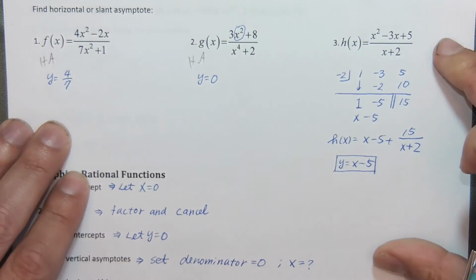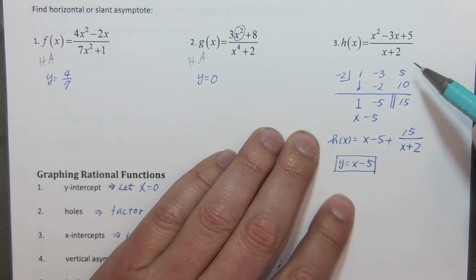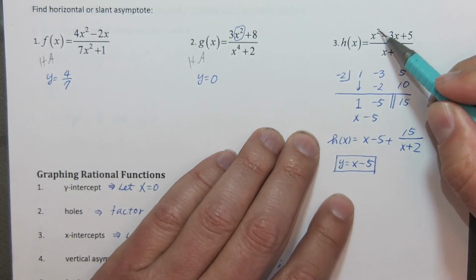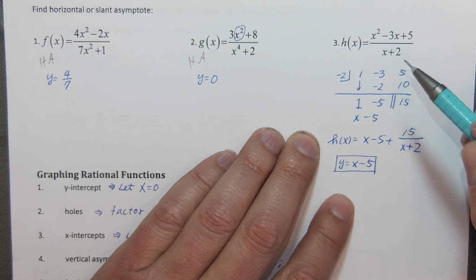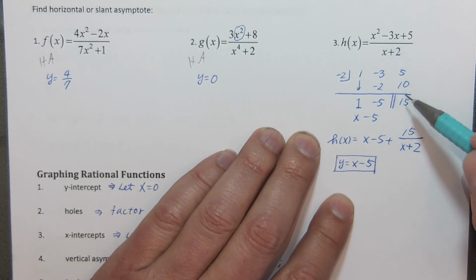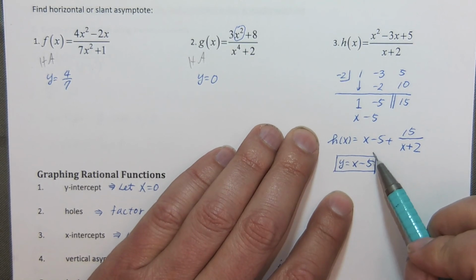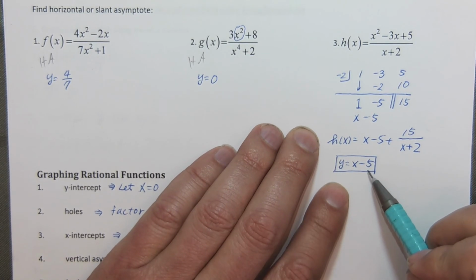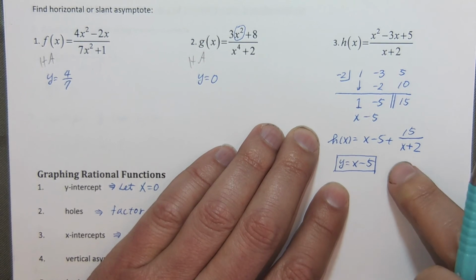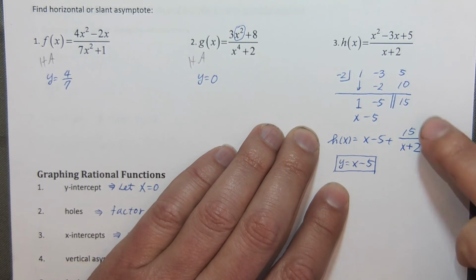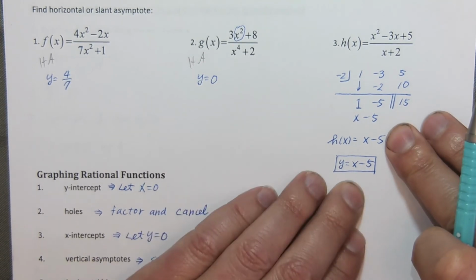Here, however, the degree on top is bigger than the degree down below, and so we can do some quick division, in this case synthetic division, and we end up with basically a straight line as the asymptote. So you can see as x gets larger and larger, that term gets closer and closer to 0, so we just end up with that there.